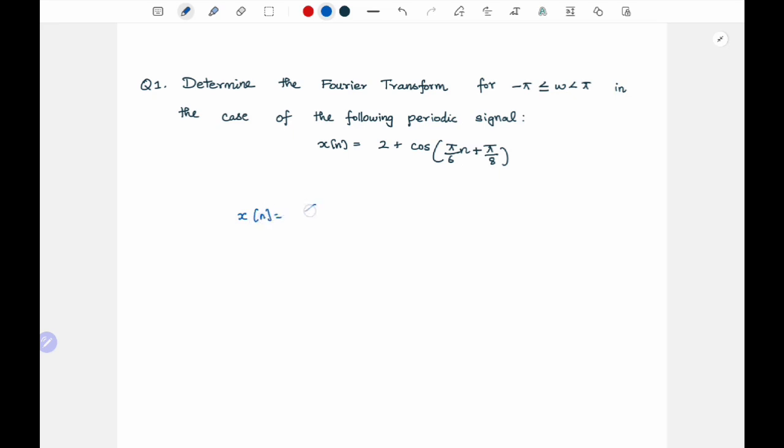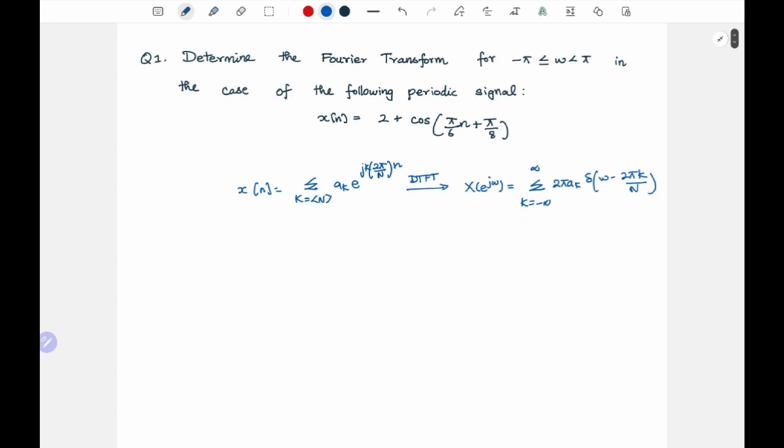So if x of n is given by summation k over N of a_k e power j k 2 pi by N n, then my discrete time Fourier transform will be X of e power j omega given by summation k equal to minus infinity to infinity of 2 pi a_k delta of omega minus 2 pi k by N. So first we have to determine N and we have to determine the a_k's, and then if we have this form, we can get from minus pi to pi what the values in the X of e power j omega are.